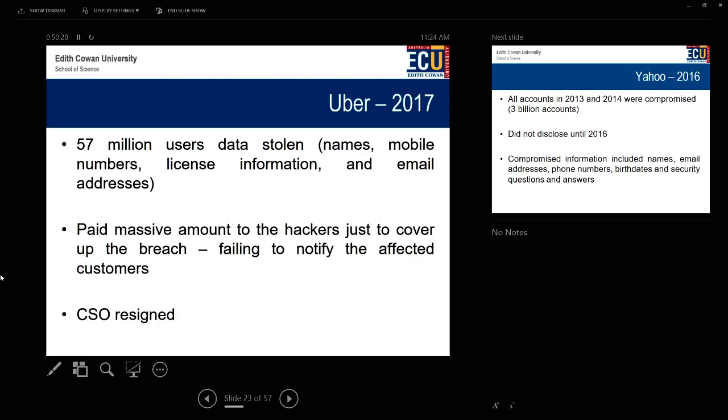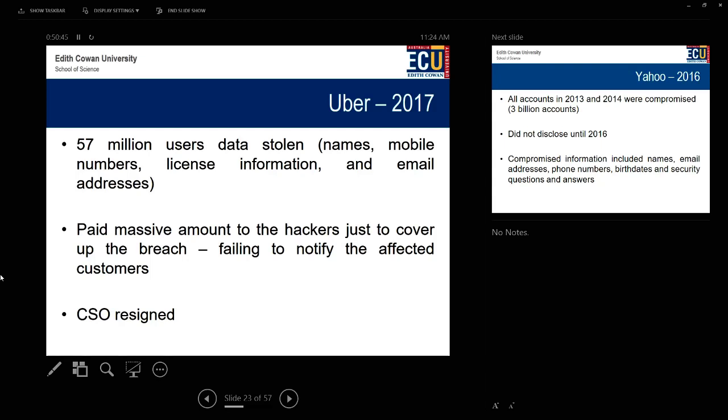Next is Uber in 2017. 57 million users' data is stolen. Their names, their mobile numbers, license information, and email addresses, all of them were compromised. They paid a massive amount to the hackers just to cover up the breach.